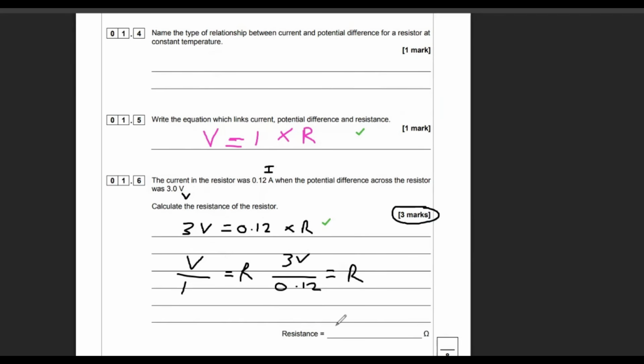And what does 3 divided by 0.12 equal? I believe it is 25, but I need to bust out the calculator just to check that one out. So 3 divided by 0.12 is 25 ohms. Now, you will either get the mark for doing the symbols rearranged correctly or putting the numbers in correctly. It doesn't really matter which. And then you'll get one for the correct answer. And that's three lovely marks.